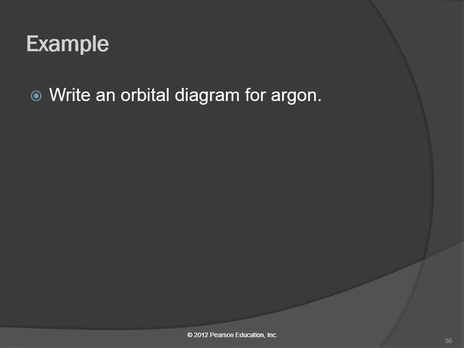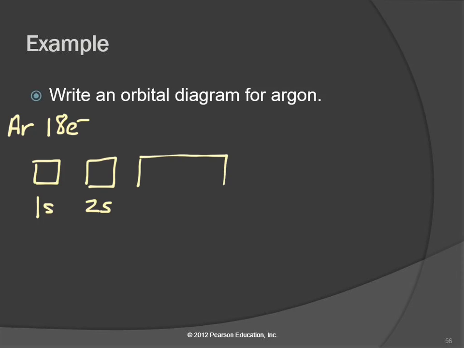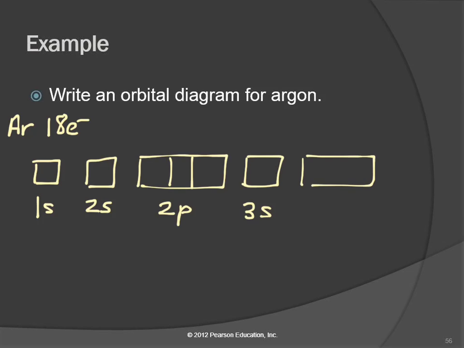Let's do an orbital diagram for argon. How many electrons does argon have? 18. So let's draw the rooms. 1s, 2s, 2p has 3 beds. And next we're up on the 3rd floor, 3s and 3p. And let's see if that'll be enough. It is.